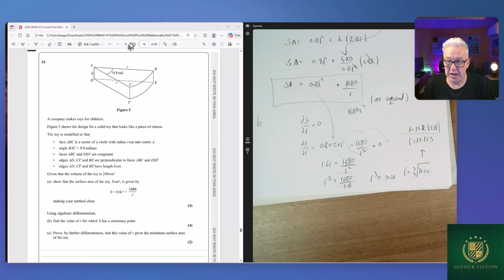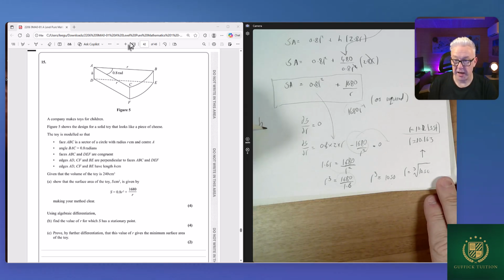So usually that second bit is dramatically easier. It's usually just differentiate it, set it equal to 0, and solve for r. And it's worth the same amount of marks as part A.